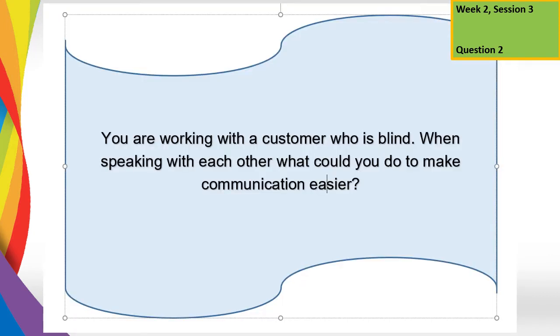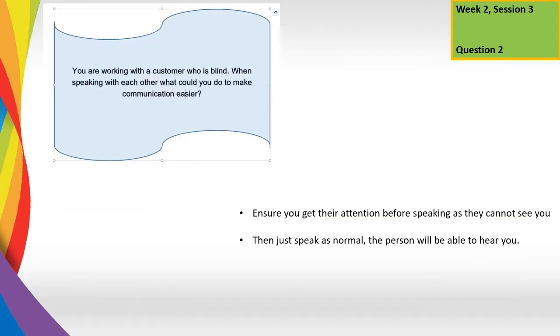You are working with a customer who is blind. When speaking with each other, what could you do to make communication easier? So in terms of speaking to a customer who is blind, you need to ensure that you get their attention before you start speaking to them, because they can't see you. They may not know that you're there. You don't want to startle somebody. You can then just speak as normal, because the person will be able to hear you.